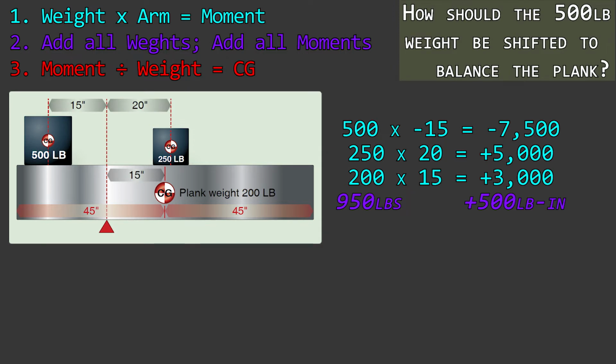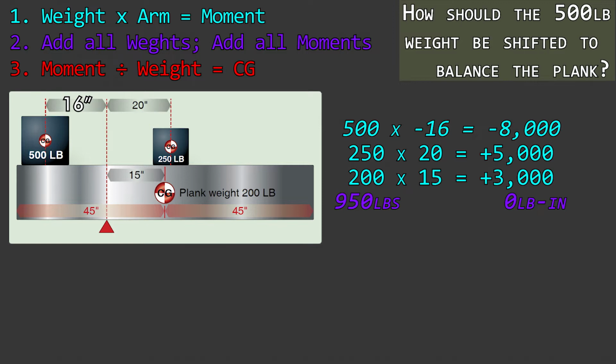So now the question was asking, how should the 500-pound weight be shifted to balance the plank? And this is a simple enough problem where we can think about it logically. Since we're 500 over on the moment, all we have to do is go 500 under, so subtract 500, and to do that, all we have to do is move the weight 1 inch to the left. That would be 500 times 16, and it would be minus 8,000, so all of our moments will cancel out.